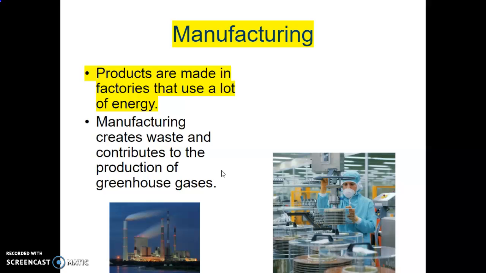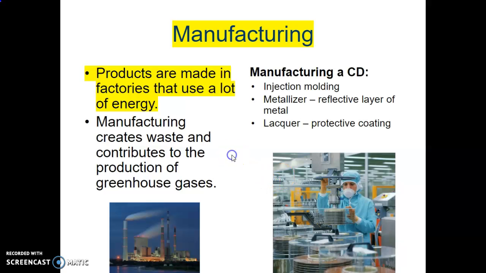The next step is manufacturing. Products are made in factories that use a lot of energy. Okay? Manufacturing also creates waste and contributes to the production of greenhouse gases. In the manufacturing stage of a CD, you are using injection molding, a metallicizer, which is a reflective layer of metal. I think I mispronounced that. Lacquer, protective coating, putting all of these things together to create a CD.